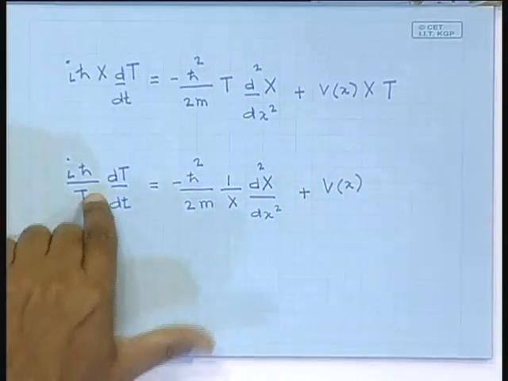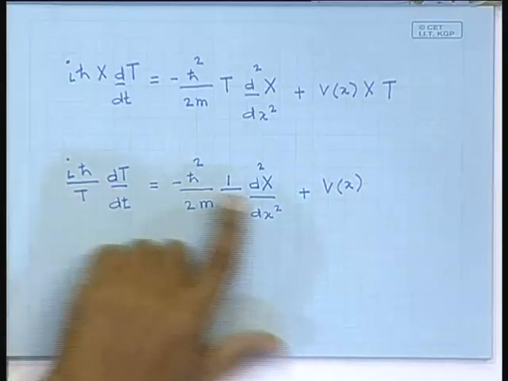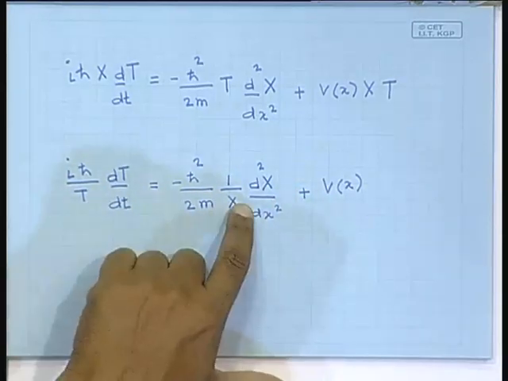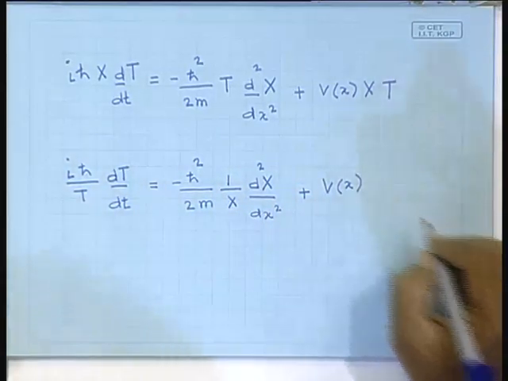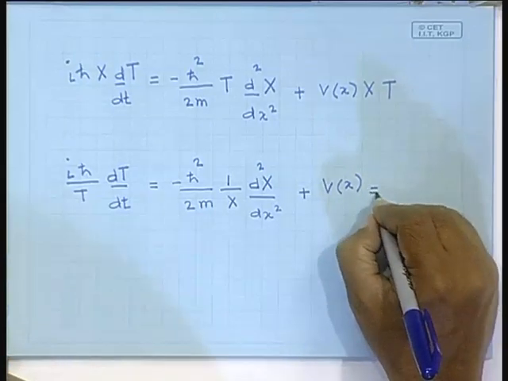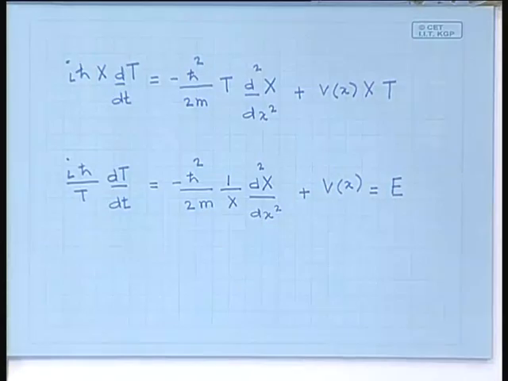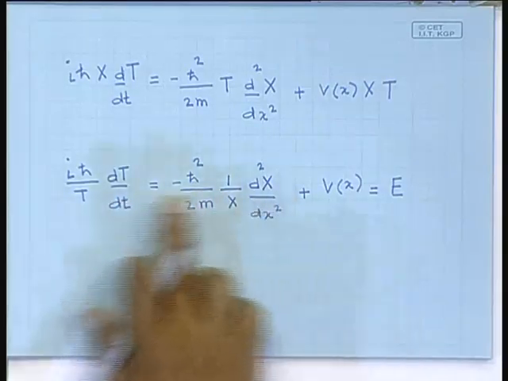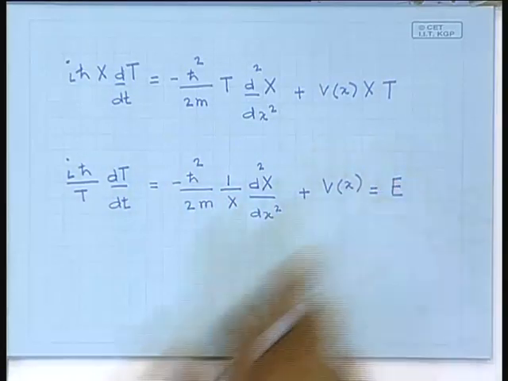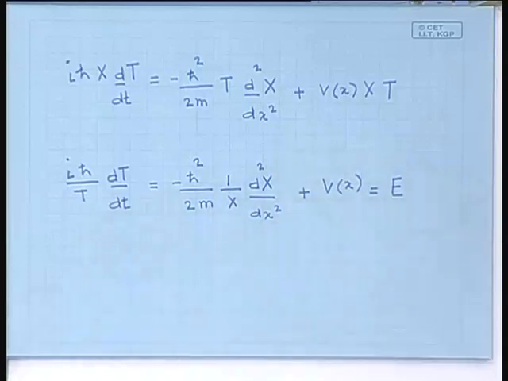The fact that this equality must hold basically tells us that these two terms must be equal to a constant, and I am writing that constant as E. So, we have used the method of separation of variables, and it tells us that these two terms should separately be equal to a constant. We have to now solve these equations.